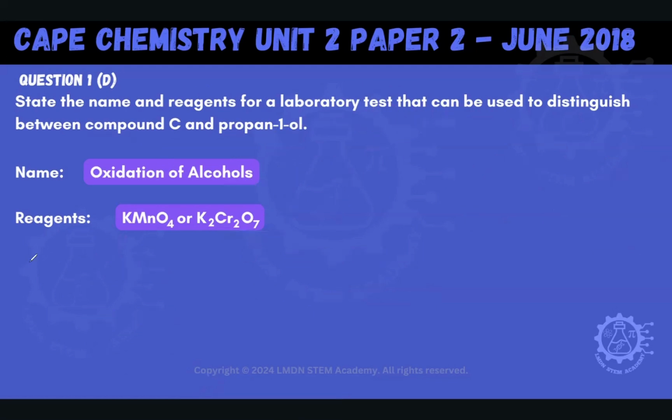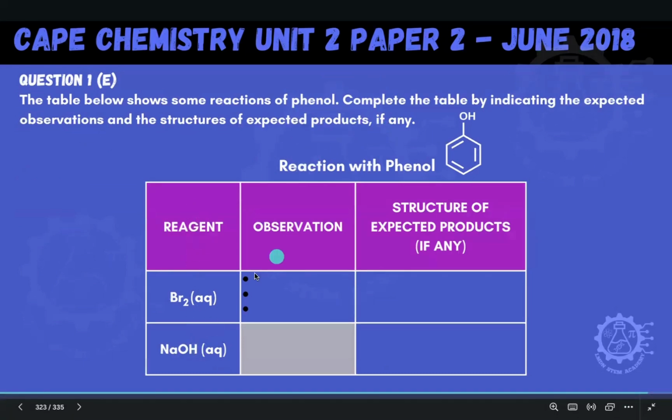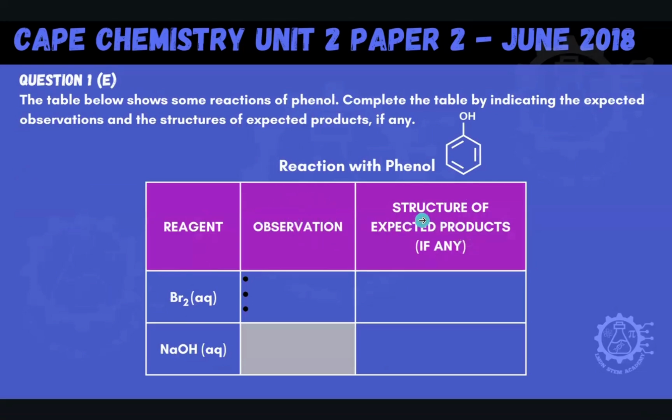So let's clear this, and now we're going to move on to part E of this question. Part E says that the table below shows some reactions of phenols. So we're to complete the table by indicating the expected observations and the structures of the expected products, if any. All right, and so here we have our reagents that we have at our disposal. Here we're going to put our observations and the structure of, if there are any products that we're expecting.